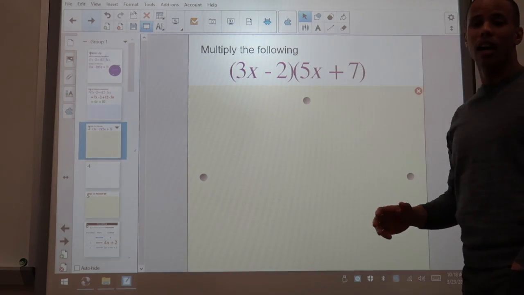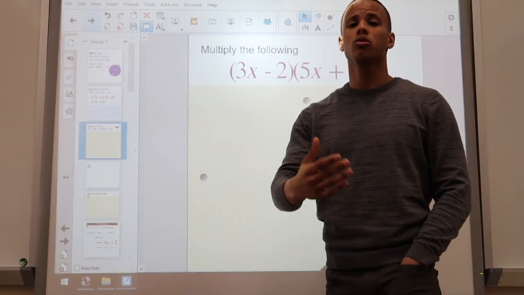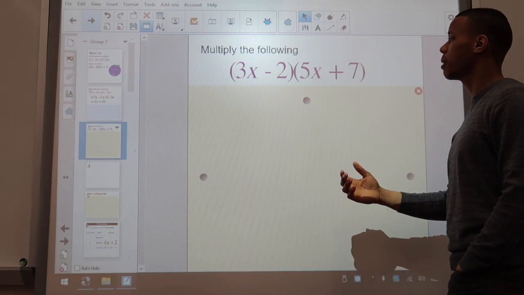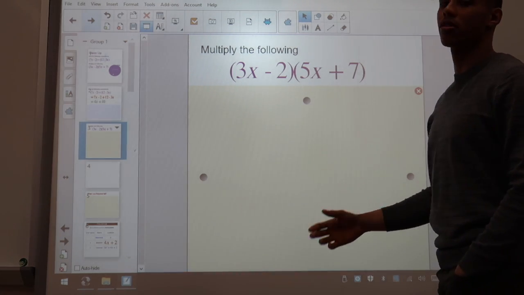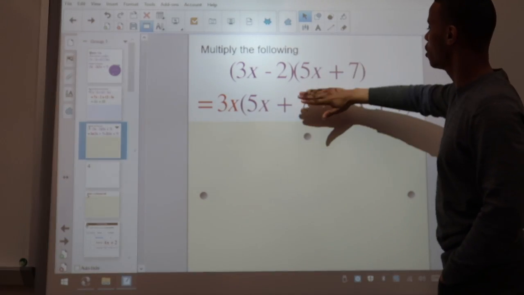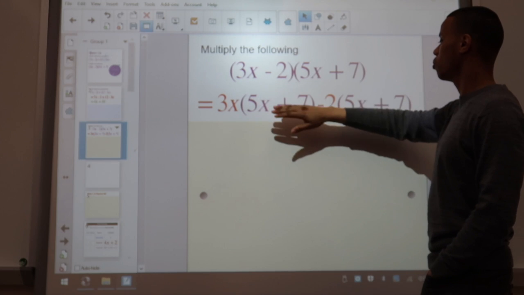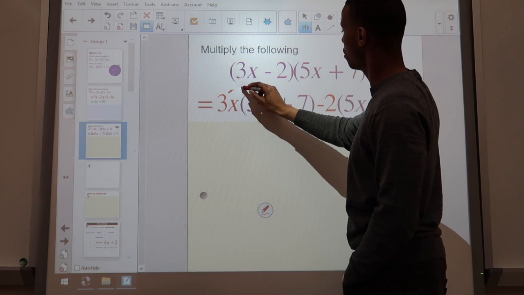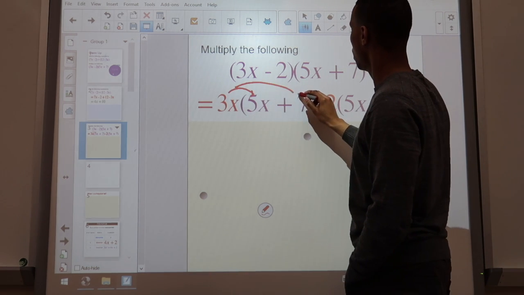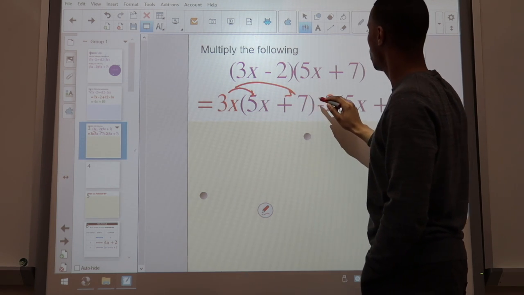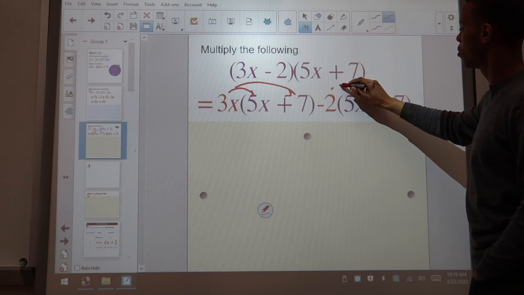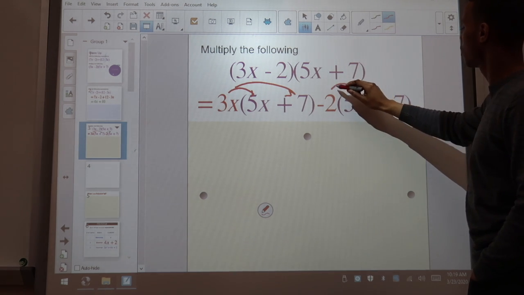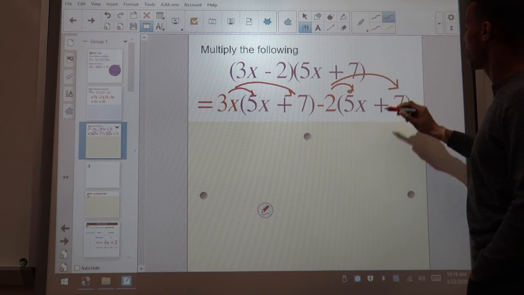For your second one, instead of doing addition, we are going to multiply the two. So now we have 3x minus 2 times the quantity of 5x plus 7. The first thing you want to do is distribute the 3x and the -2. So then you have 3x times the quantity of 5x plus 7 and -2 times 5x plus 7. Then you distribute the 3x to the 5x and the 3x to the 7, and also distribute the -2 to the 5x and the -2 to the positive 7.